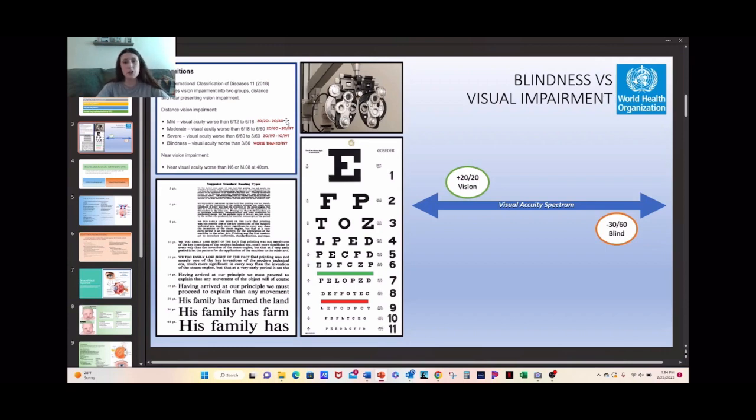Group 2 is near vision impairment. The World Health Organization states that to be near vision impaired, your visual acuity score would need to be worse than N6 or M.08 at 40 centimeters. So what does that mean?